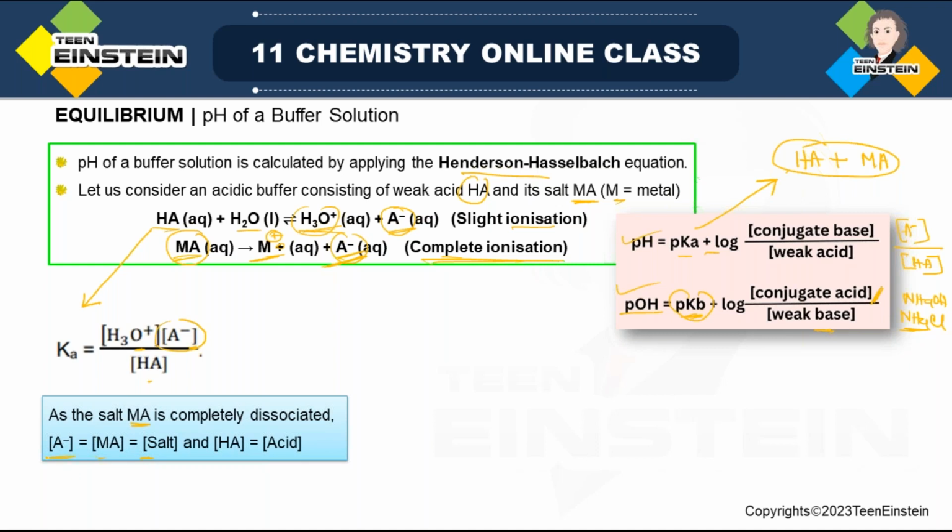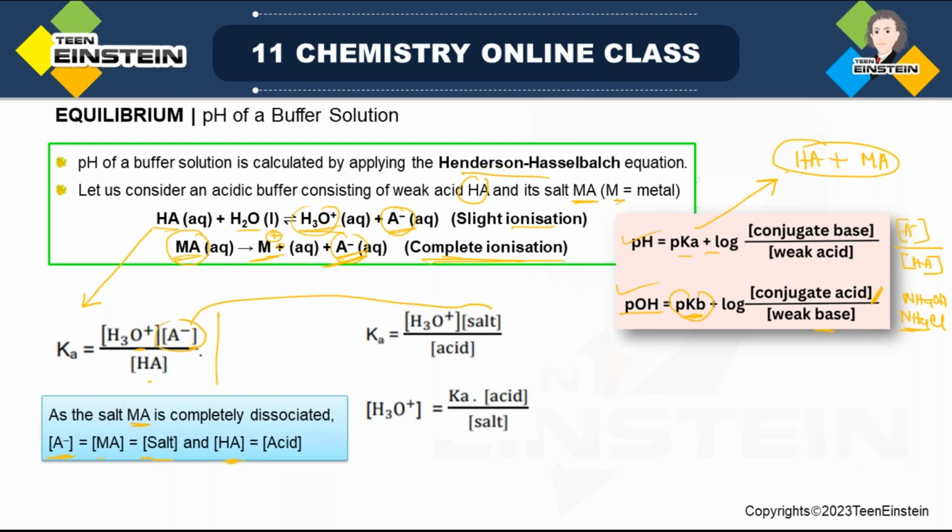So that is why in place of A minus concentration, you can directly put the concentration of salt. And as HA is basically the acid, the concentration of acid we will put here. So the same equation, if we write in this way, see what change we have done. In place of A minus, here it is written salt. In place of HA, it is written acid. So it is basically the same thing, right? Now if it is so, then H3O plus concentration will be Ka into acid divided by salt. So we have arranged the equation in this way.